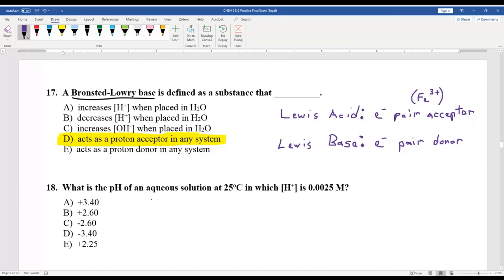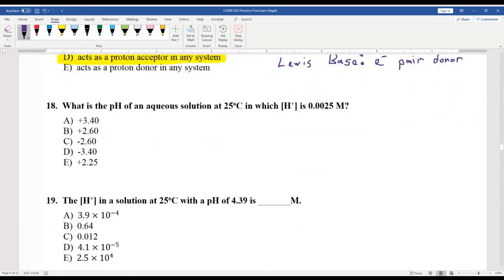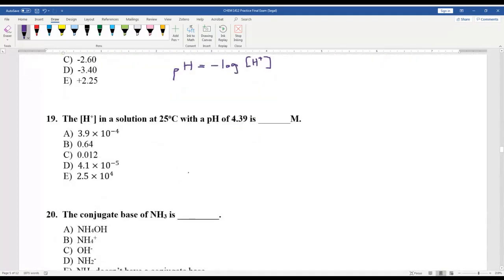So I'm not going to do 18 because it's too simple. All you have to do is take the negative log of that. In case you don't remember the formula, which you should, it's the negative log of the concentration of H plus. All you have to do is take the negative log of that. You got your answer. That's pretty simple. So let's go to the next one.